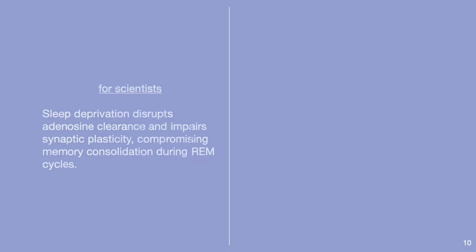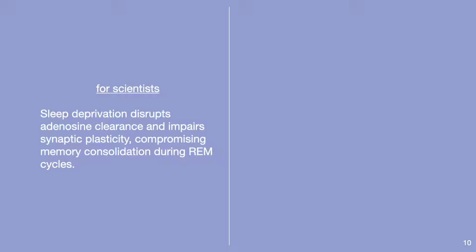Here's another quick example. Let's say I'm writing about the importance of sleep. If I'm writing this to my fellow scientists, my sentence would be like, sleep deprivation disrupts adenosine clearance and impairs synaptic plasticity, compromising memory consolidation during REM cycles. That's technical language scientists understand.